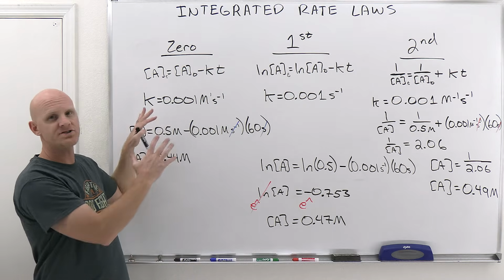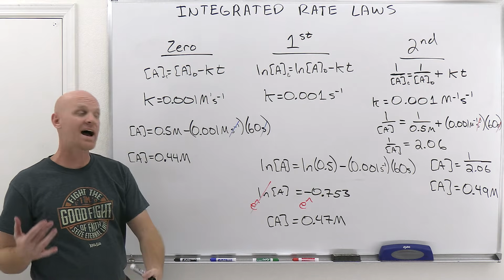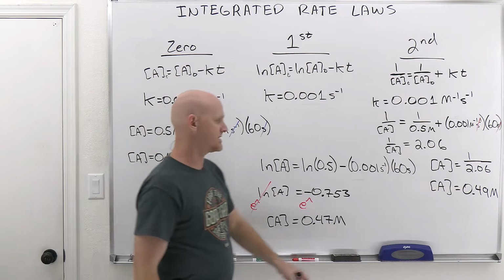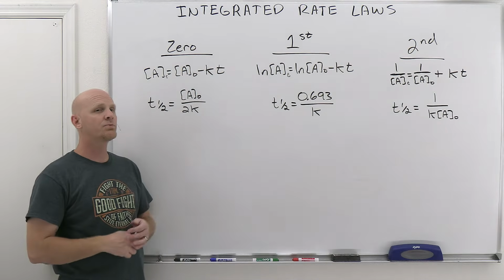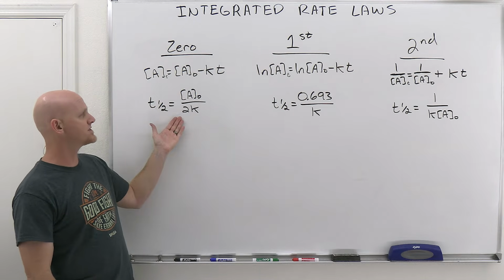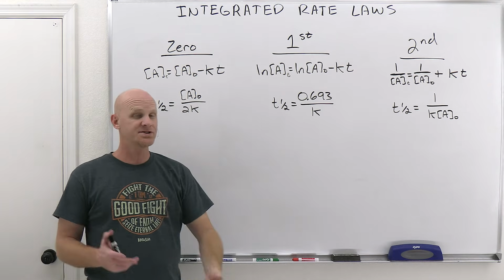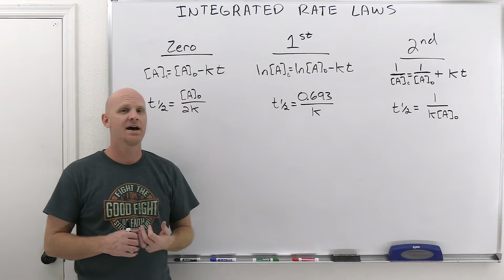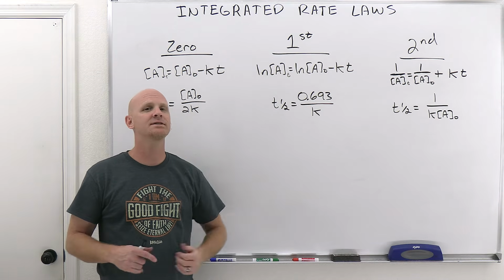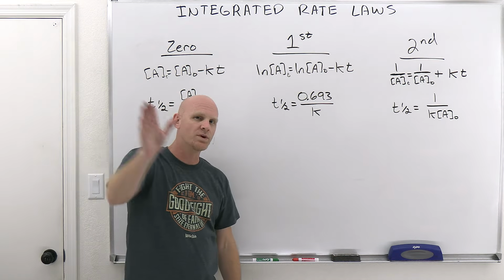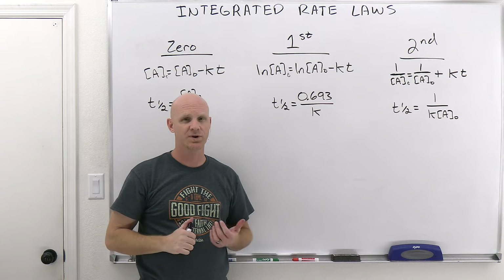So let me get an expression up here for each of these for what's called the half-life, and then we'll do some practice here. So now we've got expressions for these half-lives. Here's the zero order half-life, first order half-life, second order half-life. And first you need to understand what a half-life is. A half-life is simply the amount of time it takes for your reactant to reach half its original concentration.